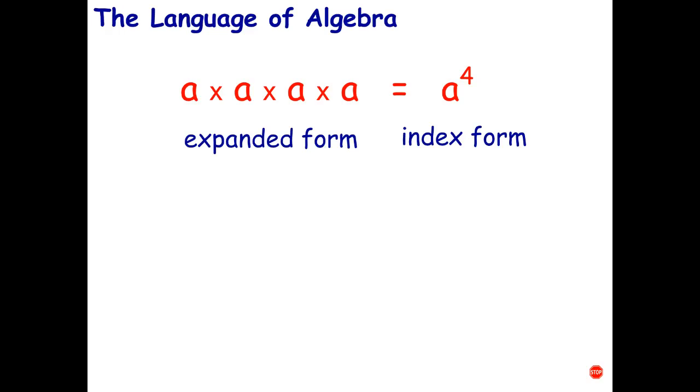Okay, and finally, when an expression is written out in that form with all the multiply signs, that's called the expanded form. And when we write it in this form, it's called the index form. Okay, so that's just a very quick review of the terminology and an introduction to indices. In the next video, we'll start by going through each of the laws one by one.